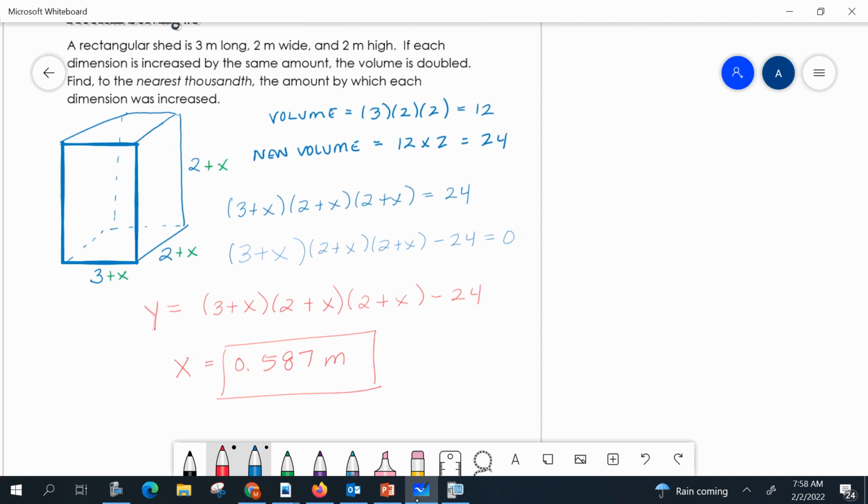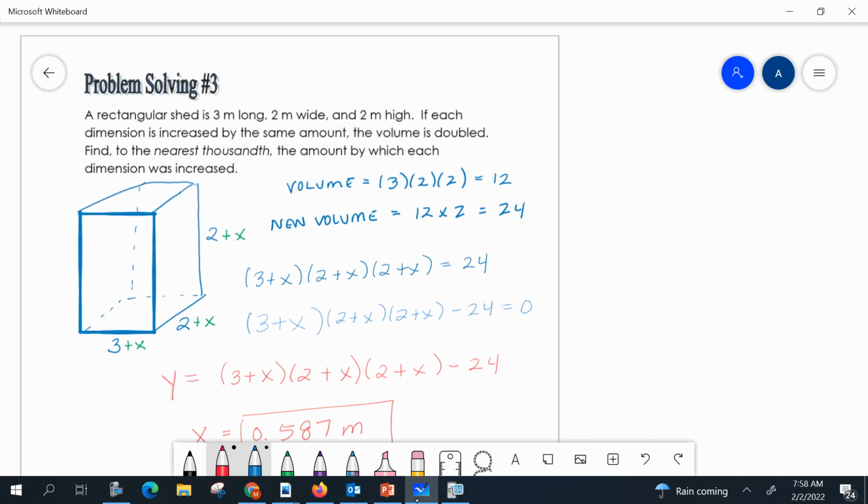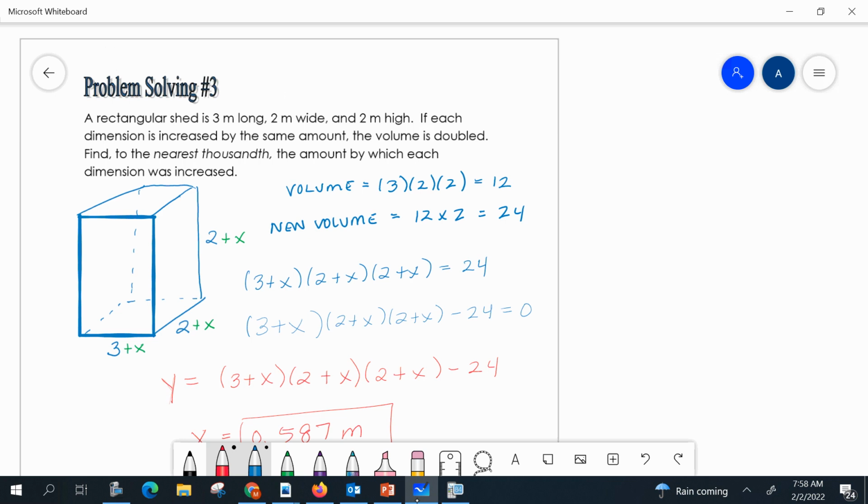All right, thank you. Sorry about that last example with the page kept moving on me. But that's how these problems are going to work. Hopefully this helps you complete the applications.